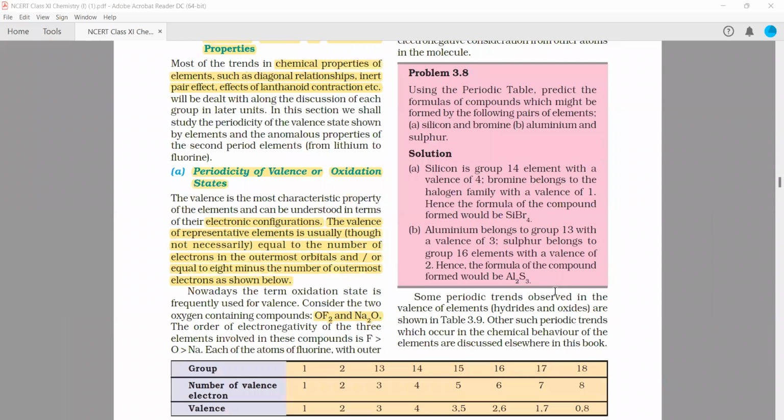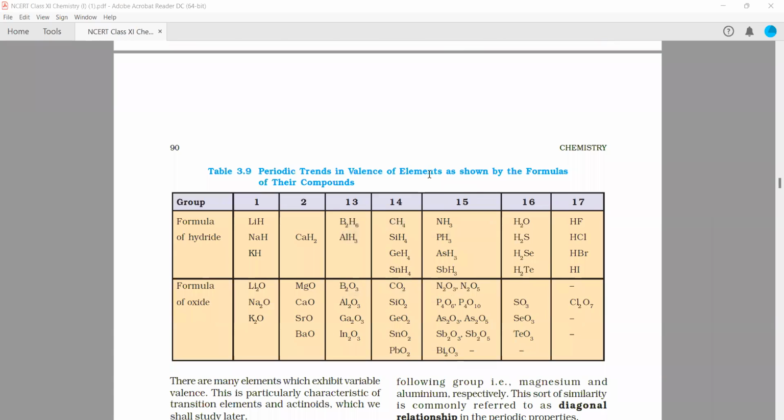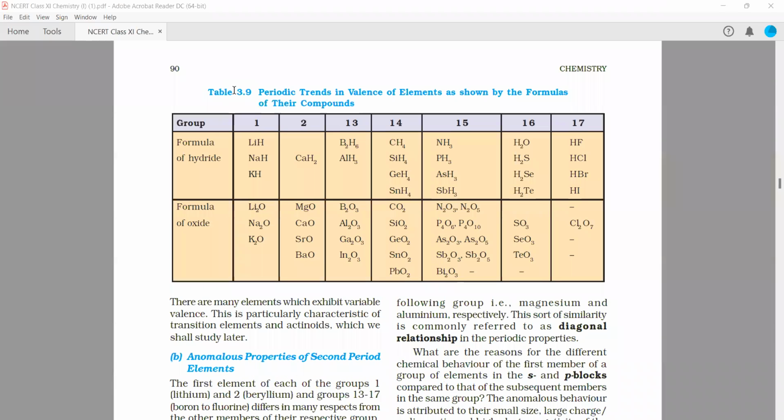Some periodic trends observed in the valence of elements, that is the hydrides and oxides, are shown in table 3.9. Other such periodic trends which occur in the chemical behavior of the elements are discussed elsewhere in this book. So this is table 3.9, and it is about the periodic trends in the valence of elements as shown by the formulas of their compounds. So lithium generally gives 1 electron and hydrogen needs 1 electron. So that is why LiH, NaH, KH.